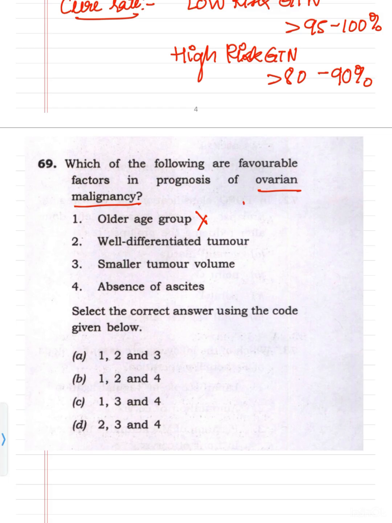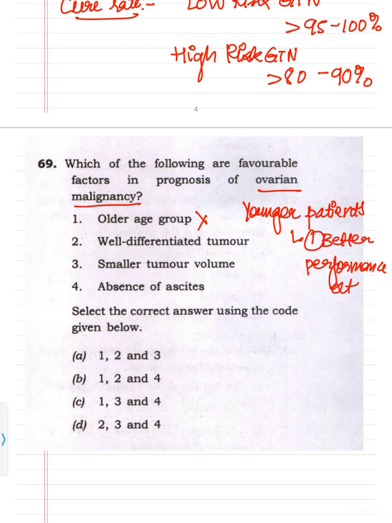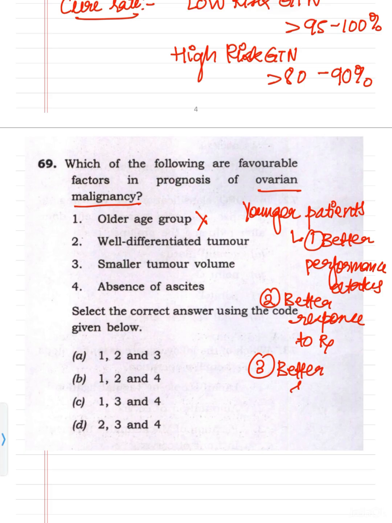Rather, younger patients have better prognosis because they have better performance status. They have better response to treatment. And so we have the better survival. So if the ovarian malignancy is in younger age group, this is a favorable factor. Now coming to, so first one is wrong.